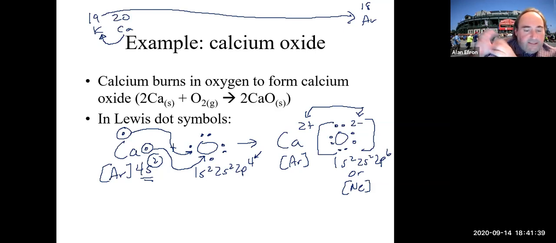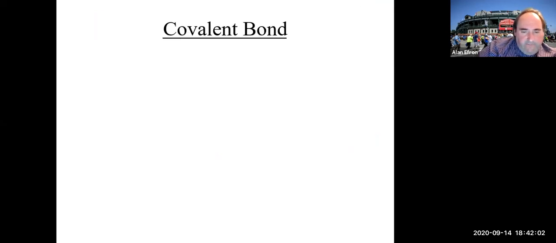So again, in this case, calcium needs to lose 2 electrons to get to the noble gas configuration. Oxygen gains those 2 electrons to get to a noble gas configuration. Everybody really happy because they're at that noble gas configuration. Question on those 2 ionic compounds and how they are formed.